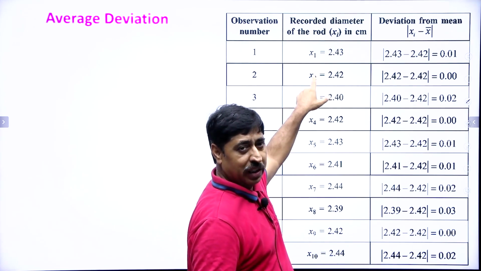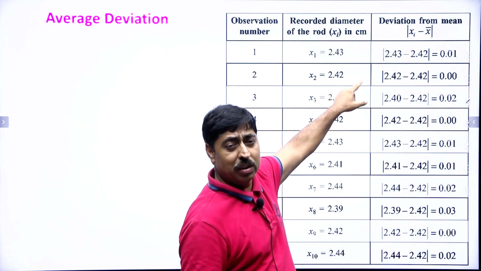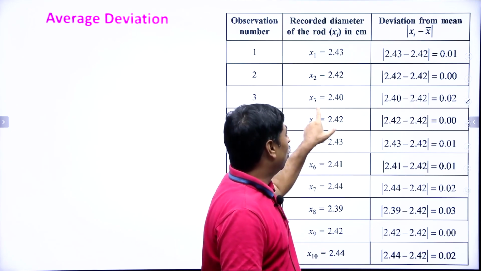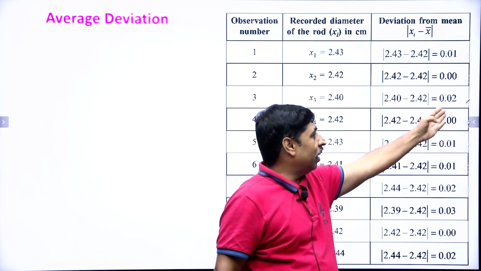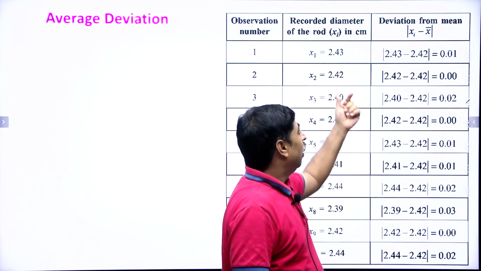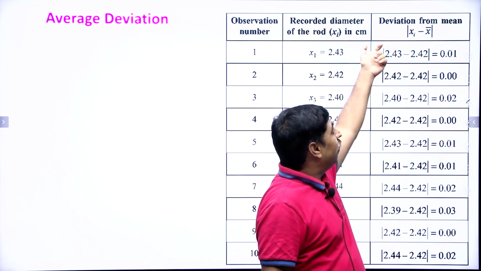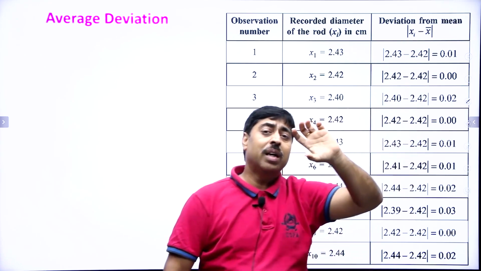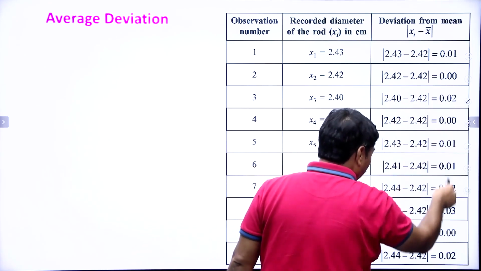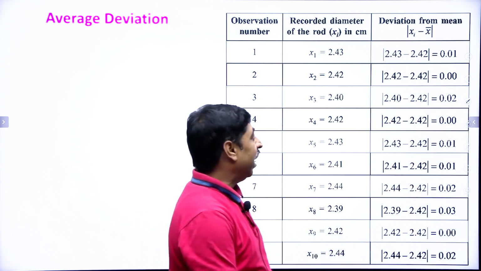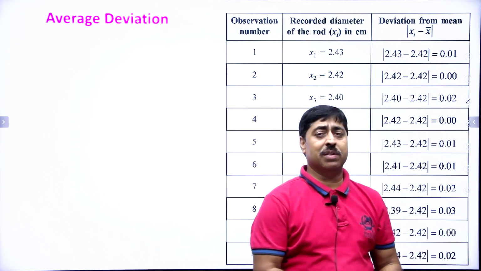Similarly, what is deviation here? 2.42 minus true value, that is 2.42, is 0. 2.40 minus 2.42 is minus 0.02, but take mod of that, it is 0.02. So for each individual reading, we will find the deviation from the average value, deviation from the mean. So all these are deviations from the mean. Now we will take the average of all these deviations.